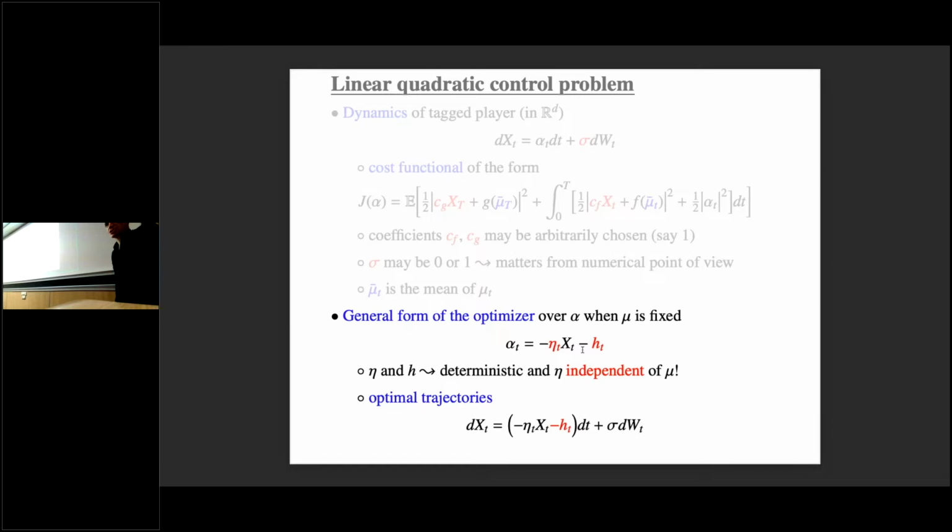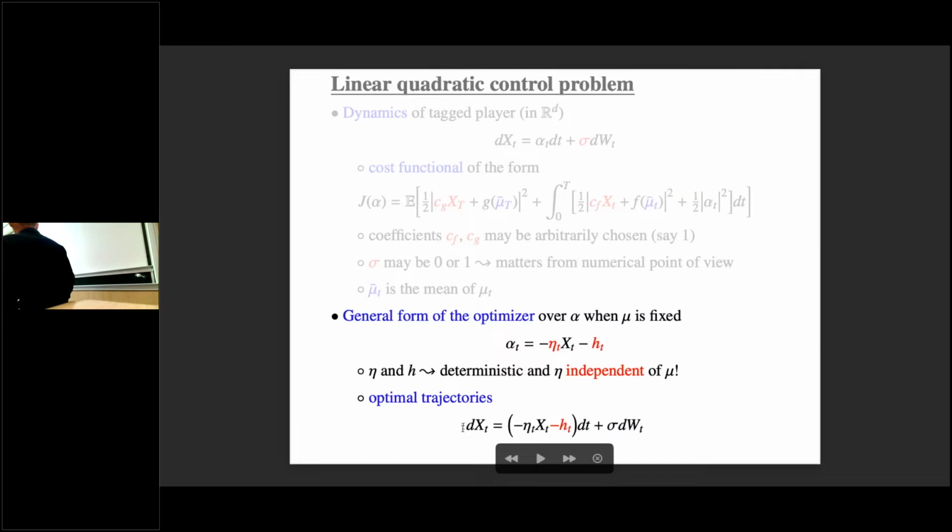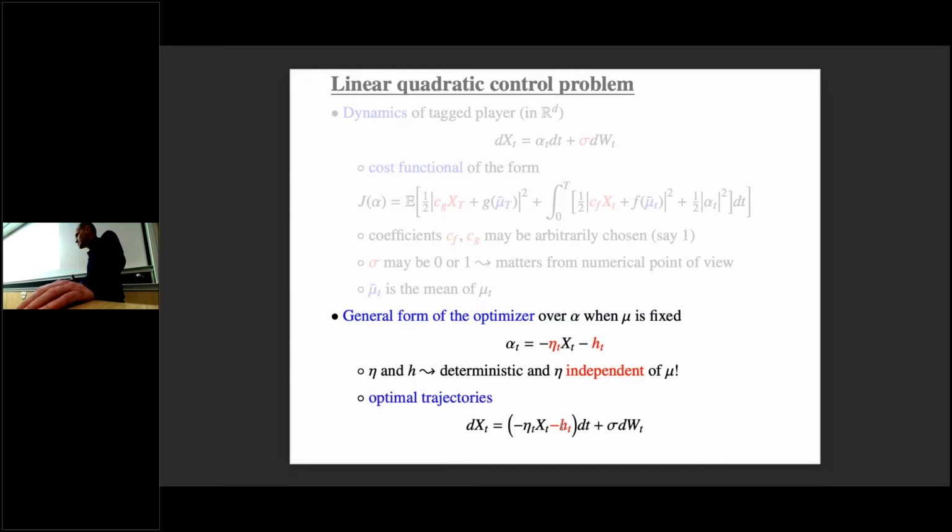This is this H. So when you want to compute the optimal path, you have this very nice observation that the optimal trajectories have this shape that you see at the bottom line. So you recover this linear structure here with eta being independent of the measure, and the only thing that depends on the measure is H. And H takes values in R^d, if X takes values in R^d. And certainly this is a way to expect a huge reduction of the complexity of the problem.